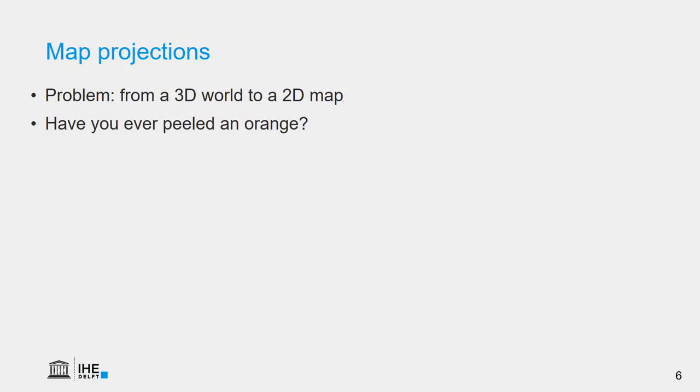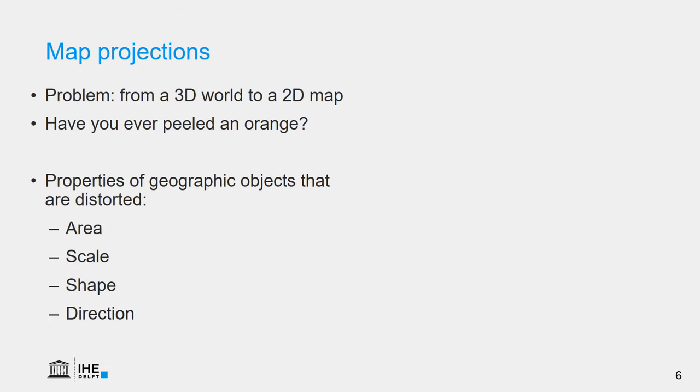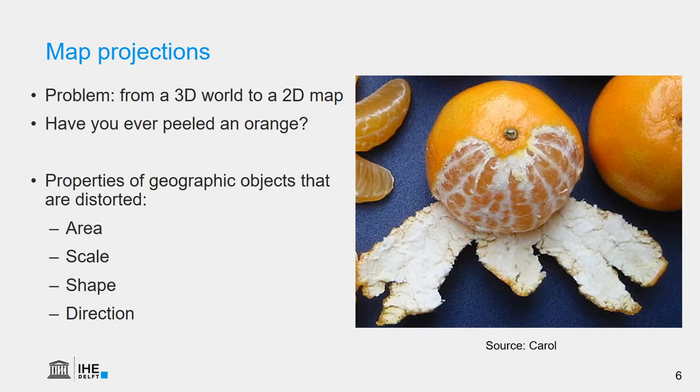So the reason of map projections is that we have to go from a 3D globe to a 2D map on paper or on a screen. Have you ever tried to peel an orange and to keep the skin without breaking? In fact, that's the same problem if we go from a 3D world to a 2D map. We distort properties such as area, scale, shape, and direction. It is not possible to preserve all these properties.